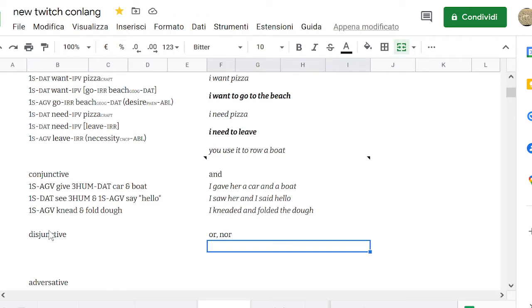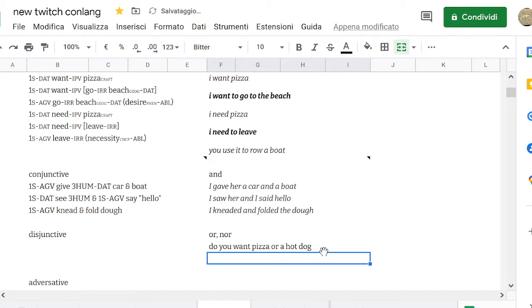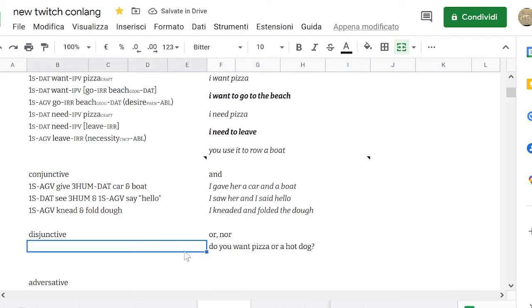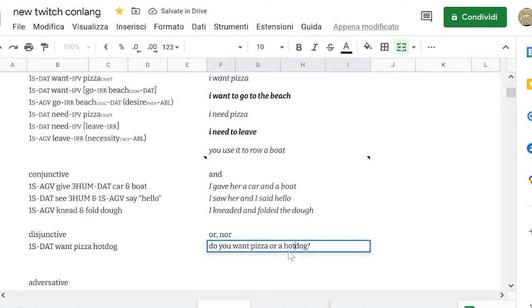So, let's say, do you want pizza or a hot dog? And have that be a question. We'll come back to how I do questions later, but for now, let's talk about pizza. We're going to say want, you want, and the want-er is going to be the dative because they're experiencing a desire. So want, and then we have two patients. We have pizza, and then we have hot dog. I'm going to make hot dog one word just so that the spaces are clear. So, do you want pizza or a hot dog?